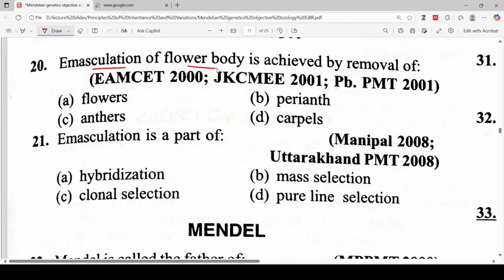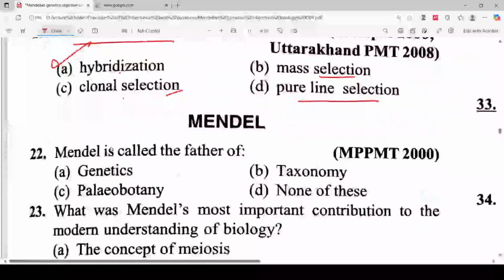emasculation of a flower is achieved by removal of flower, anthers, perianth, and carpels. So the correct answer is option C, anther. Emasculation is a part of hybridization, clonal selection, mass selection, and pure line selection. So the correct answer will be option A, hybridization.